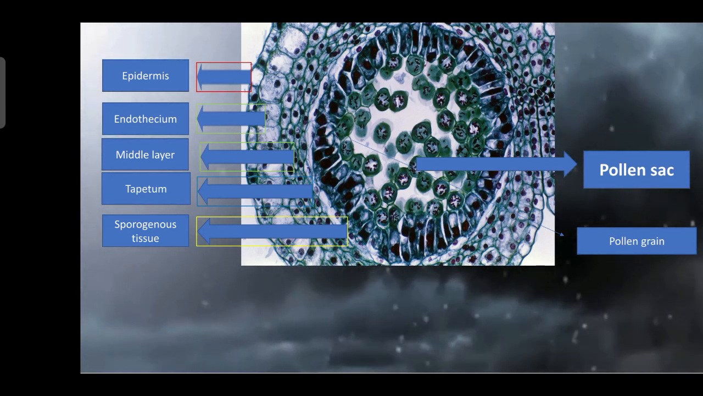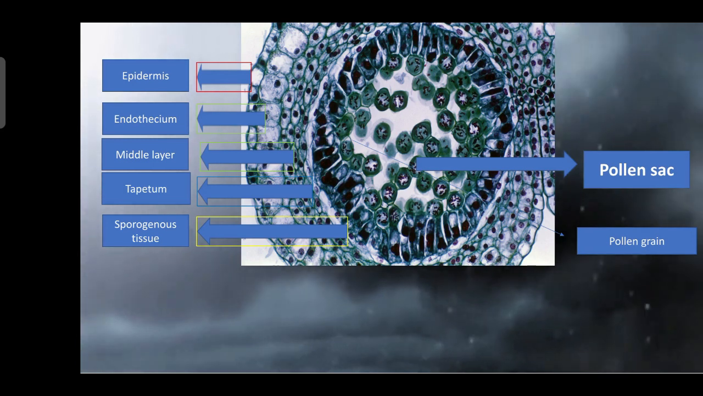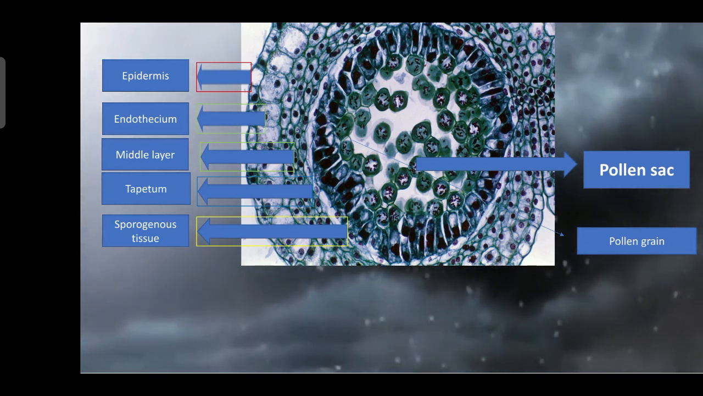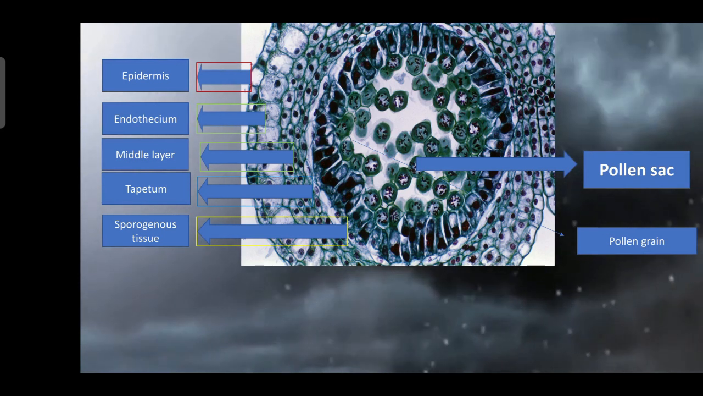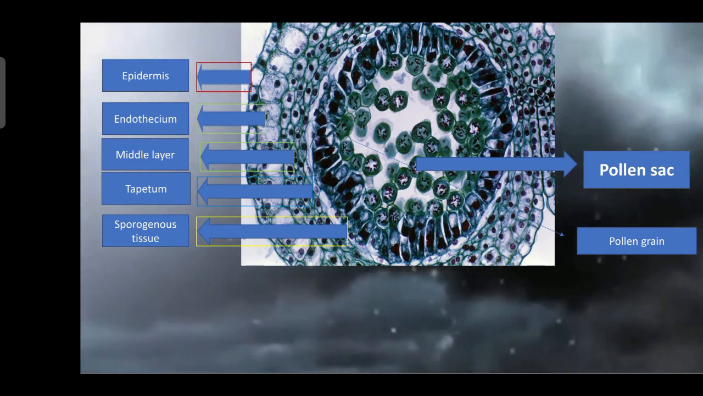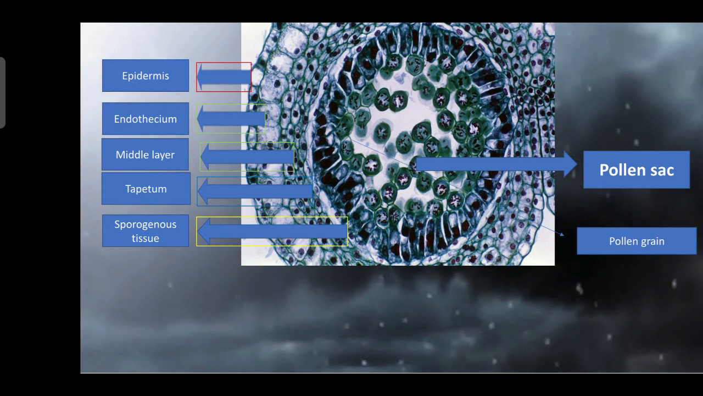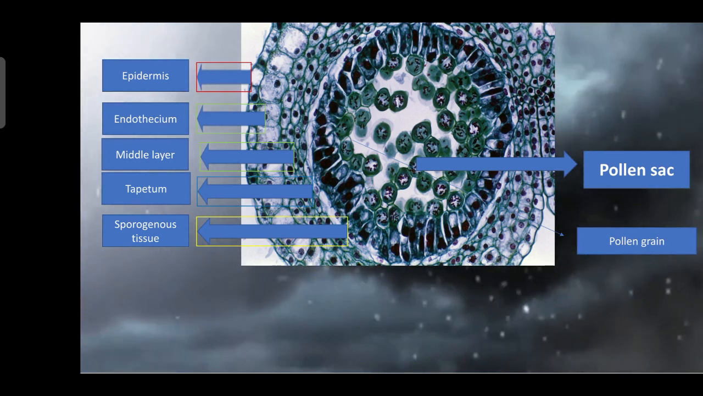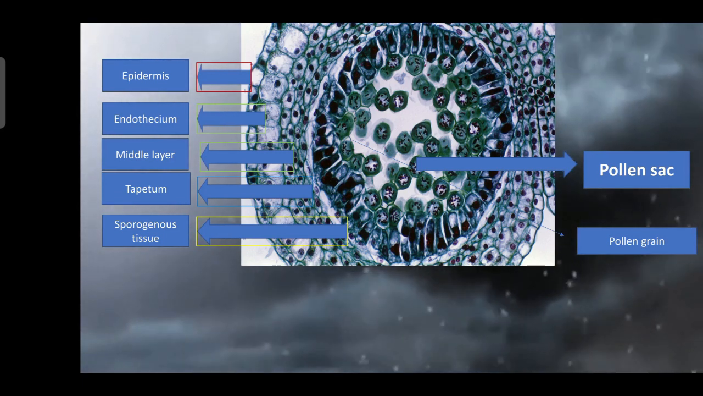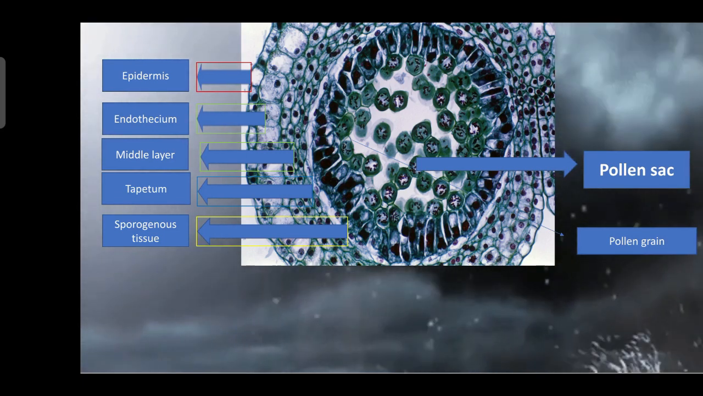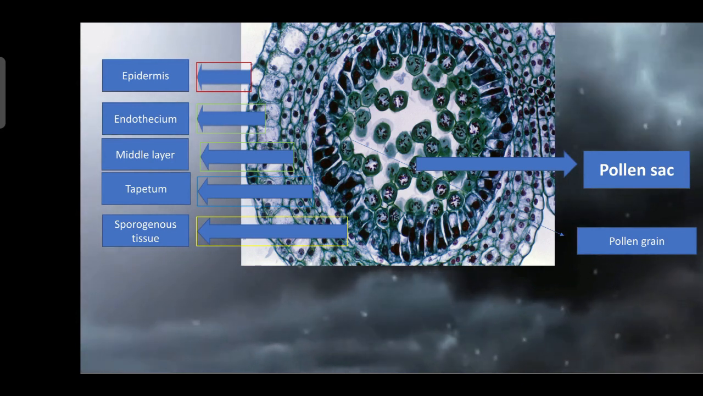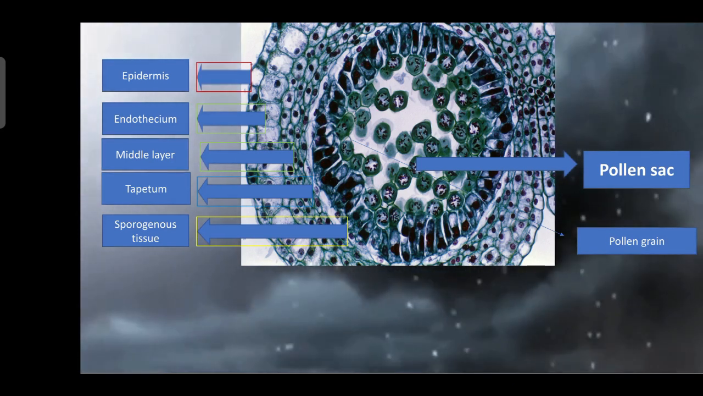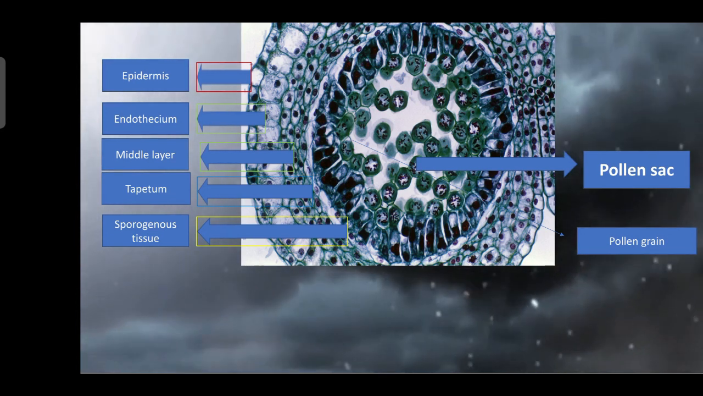Okay, the next one is the tapetum. Tapetum is the innermost layer found below the middle layer. Where is the tapetum? They are found just below the middle layer. So how does the tapetum look? The tapetum has large cells with a dense cytoplasm and multiple nuclei. The tapetum cells are very large, having a dense cytoplasm and multiple nuclei.